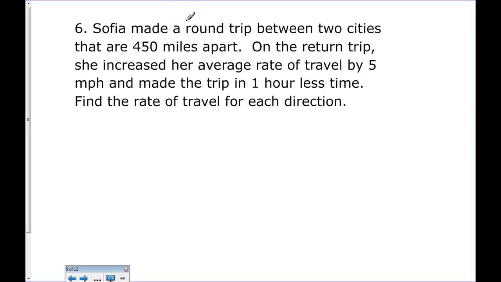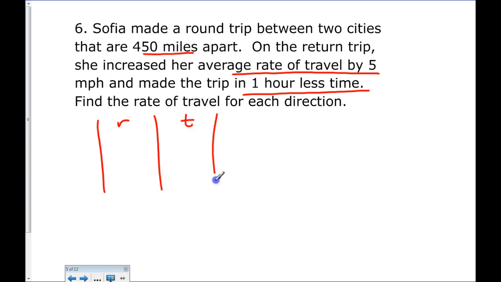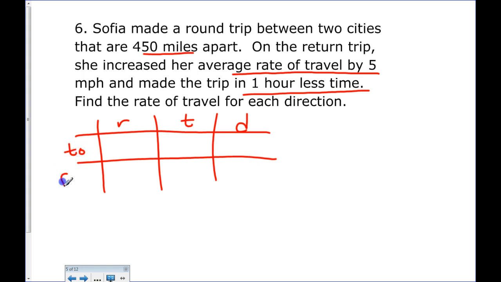Sophia made a round trip between two cities that are 450 miles apart. On the return trip, she increased her average rate by 5, and she made the trip in 1 hour less time. All right, so we need R, T, and D again. We need to and from. And we know D is 450 miles. What don't we know? We know distance. We just don't know rate.